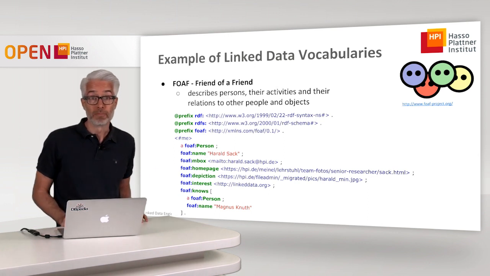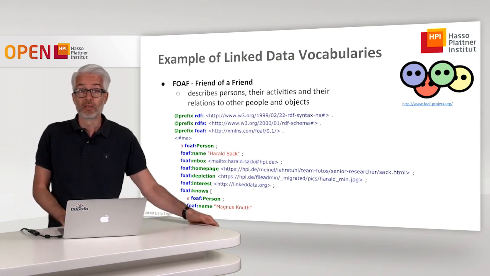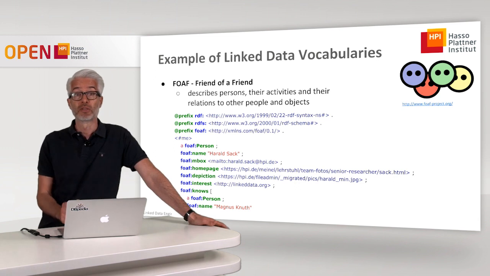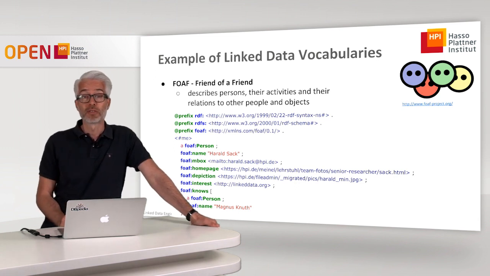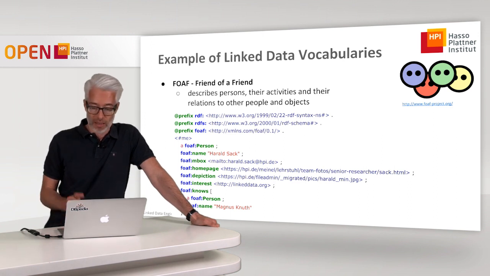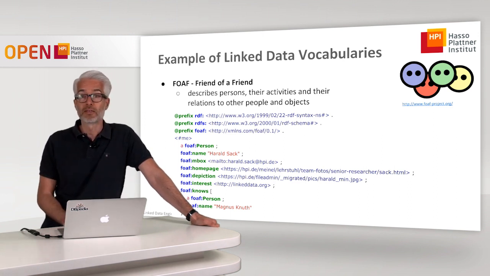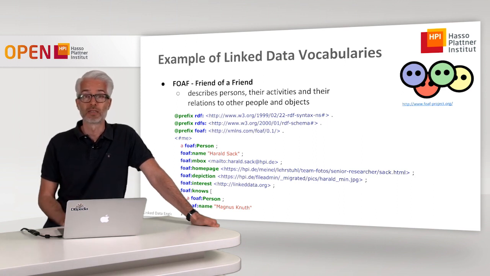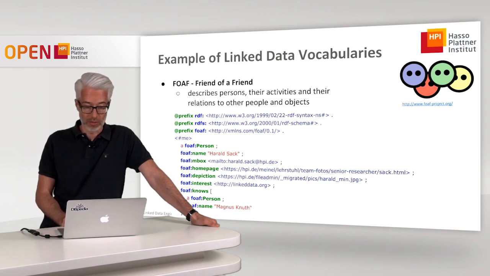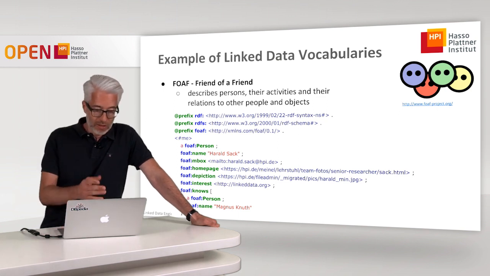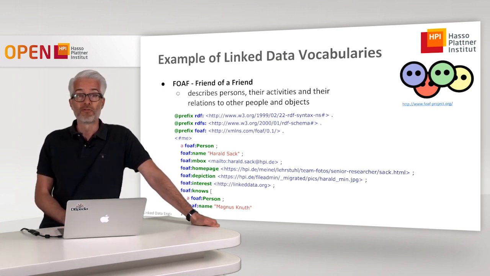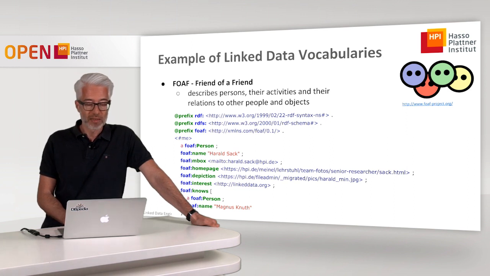Okay, example. We have already talked about the Friend of a Friend vocabulary. This is usually used to describe persons, their activities, their relations to other persons and objects. I have here put also the link to the FOAF project web page, so you can click on it and have a look at it and read more information about exactly this kind of vocabulary and how it can be used. Here is a typical FOAF file, so it's a FOAF profile it is called.